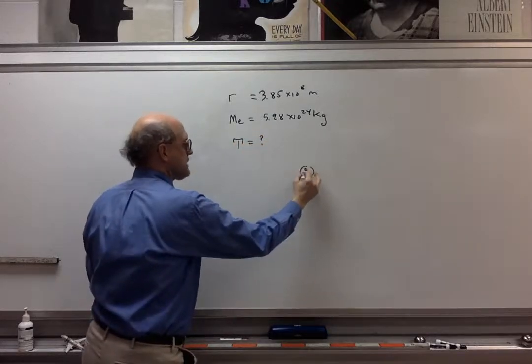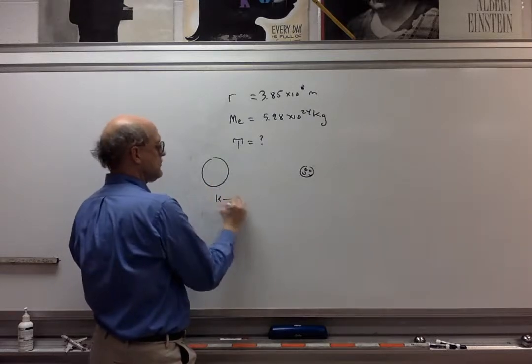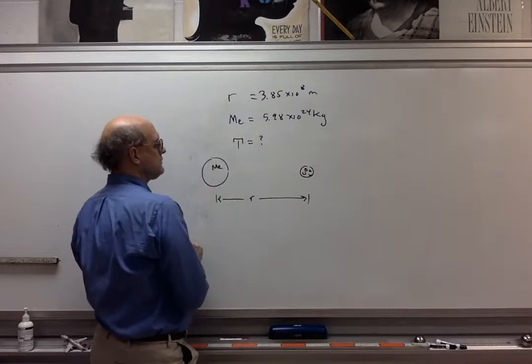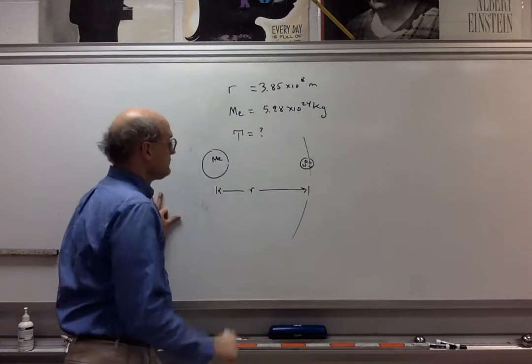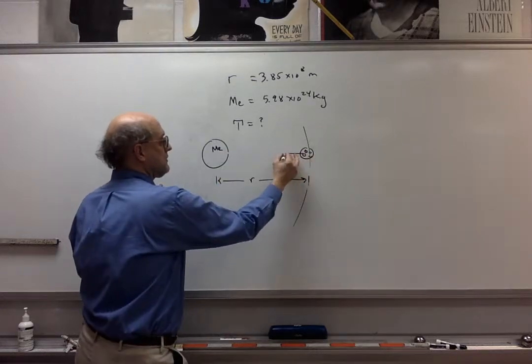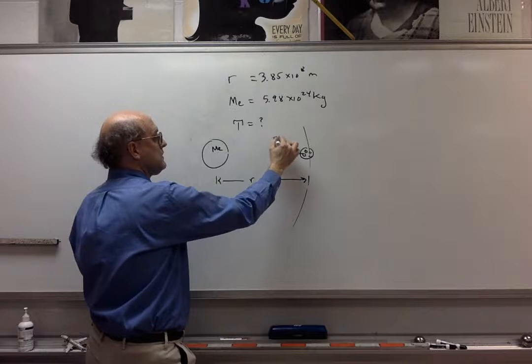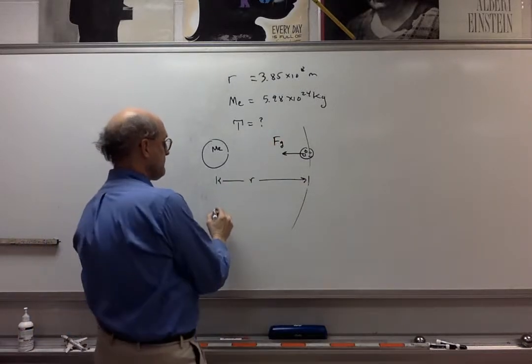Okay, so let's say that represents the moon. This represents the Earth. We know R. Mass of the Earth we know. But we're looking for the period of the moon. So the moon is in circular motion around the Earth. So the centripetal force is provided by the force of gravity.